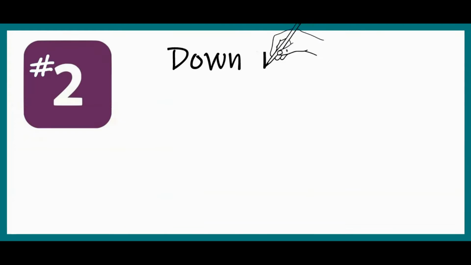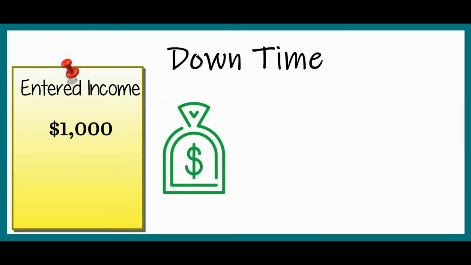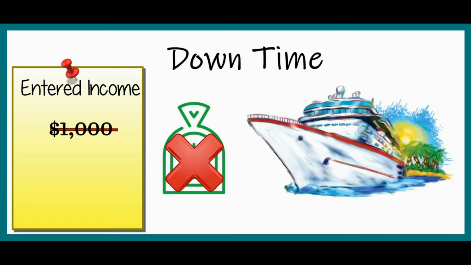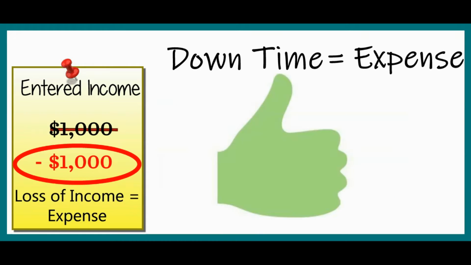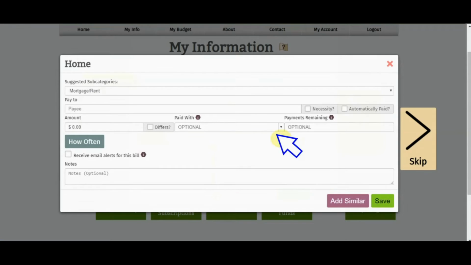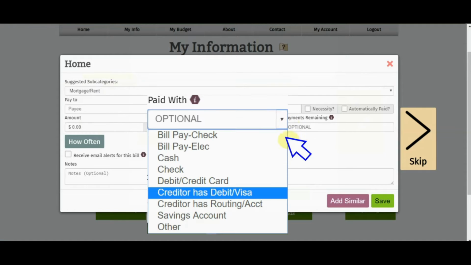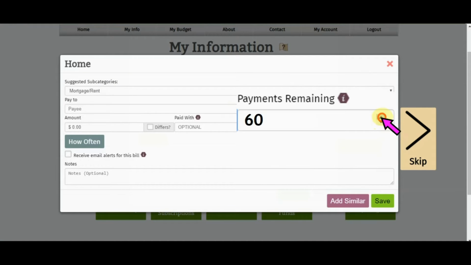And number 2, if your income is ever going to be less than what you need to cover your expenses, for example an unpaid vacation, you may need to enter that downtime as an expense. And if the usable cash stays positive, you're good to go. And later you'll see the importance of filling out each applicable field.